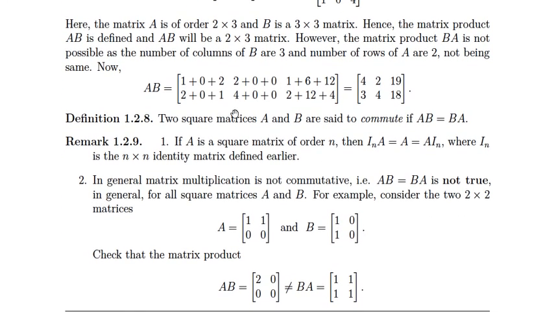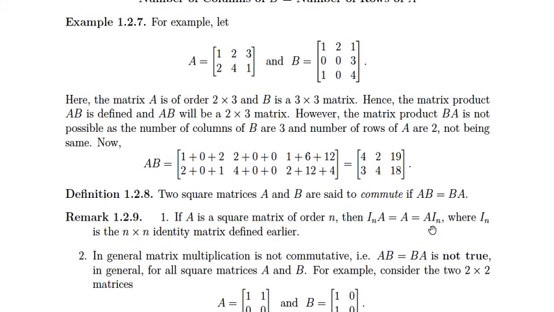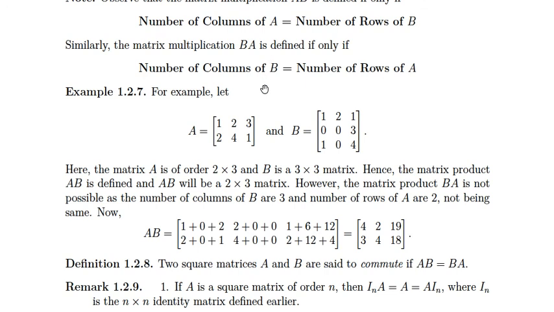So when we say that two matrices commute, it means AB equals BA. Then we say that A and B commute with each other, or A commutes with B and B commutes with A, if AB equals BA. This we can talk about only when both products AB and BA are possible. For example, in the previous example, only AB was possible, BA was not possible, because the number of columns of B is not equal to the number of rows of A.